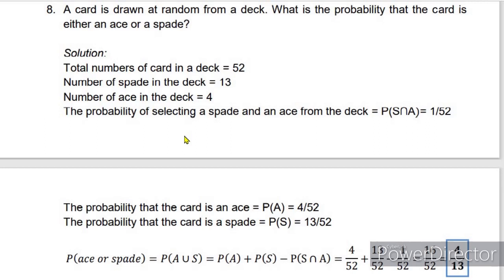okay, so the number of aces is 4/52, 52 being the number of cards in a deck. Next, the probability that the card is a spade is equal to 13/52, because there are 13 spades in a deck, and the total is 52.